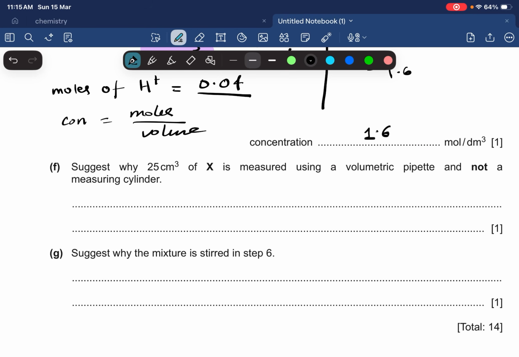So now we have some very common questions that the examiner is going to ask you in every exam, that is why 25 cm cube of X is measured using a volumetric pipette and not a measuring cylinder. You just have to tell him what's more accurate. A pipette is going to be more accurate than a measuring cylinder. You just have to learn this line.